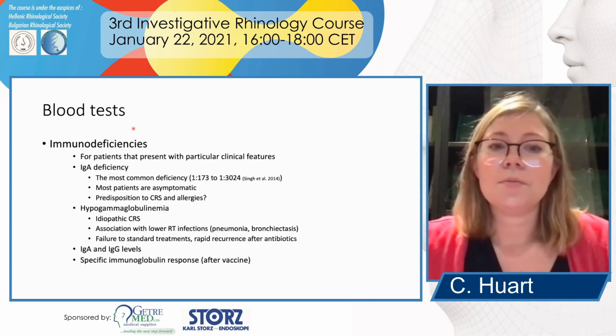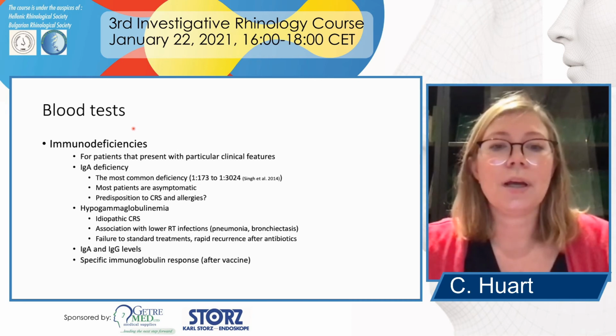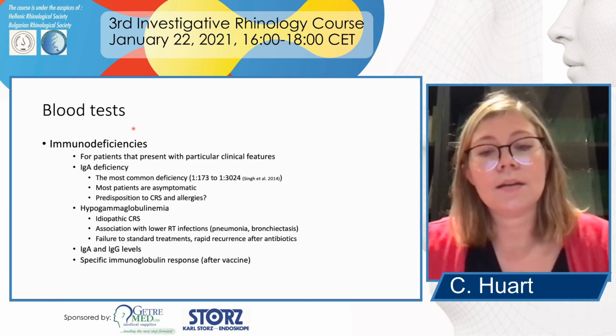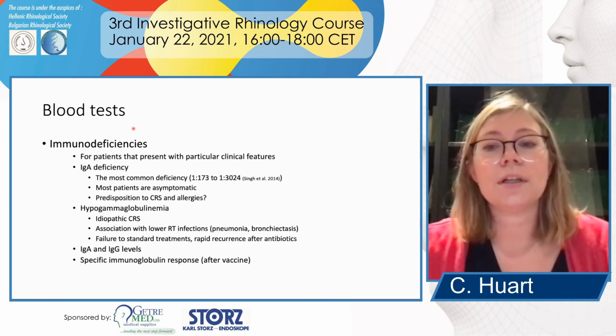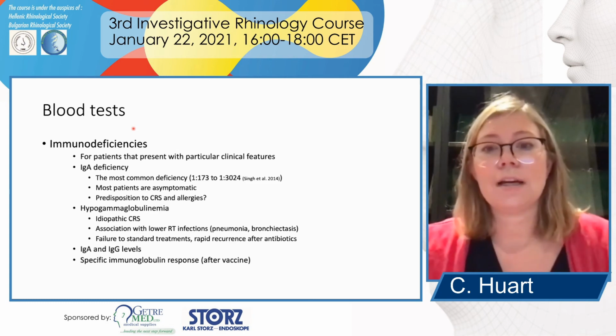Most patients are asymptomatic. It may lead to predisposition to chronic rhinosinusitis or allergy. Patients with hypogammaglobulinemia may develop idiopathic chronic rhinosinusitis associated with lung infection, pneumonia, bronchiectasis. And usually these patients fail standard treatment and they have a rapid recurrence after antibiotics. When you want to assess immunodeficiencies, you can measure IgA and IgG levels, and you can also perform a specific immunoglobulin response test after vaccine.